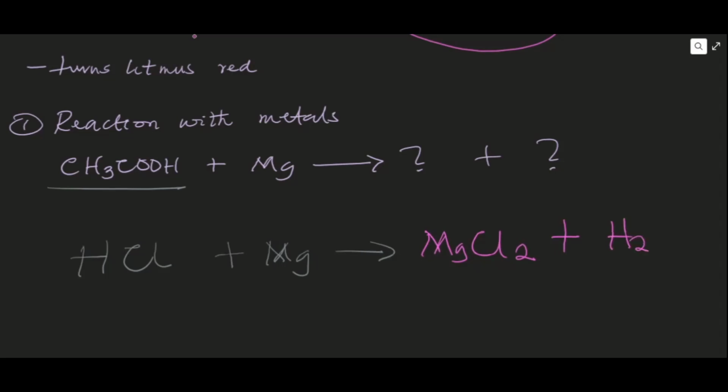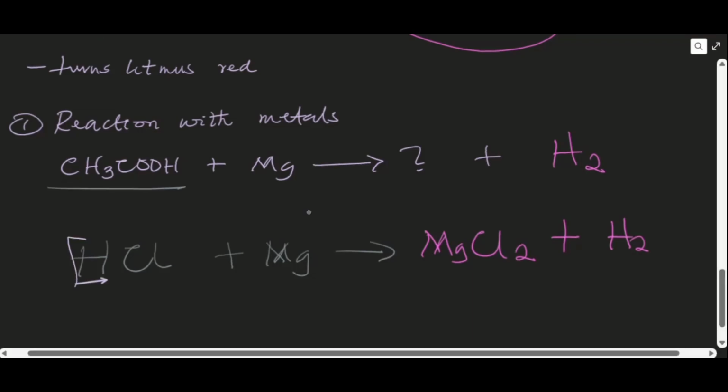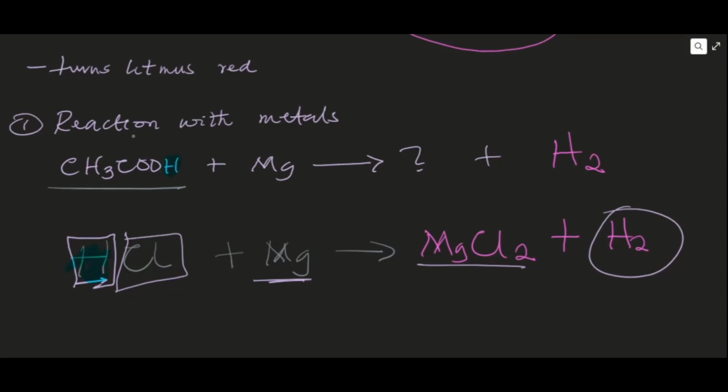So the reaction will liberate hydrogen gas. So something similar will happen in the case of ethanoic acid. So we know this one, that it's going to be hydrogen gas. So what about the second one? Remember, here, this H part goes to become H2 here. And then the Cl part combines with magnesium to become magnesium chloride. So this H from the ethanoic acid becomes the hydrogen gas, and then the remaining part of the ethanoic acid, which is CH3COO, will combine with the magnesium.